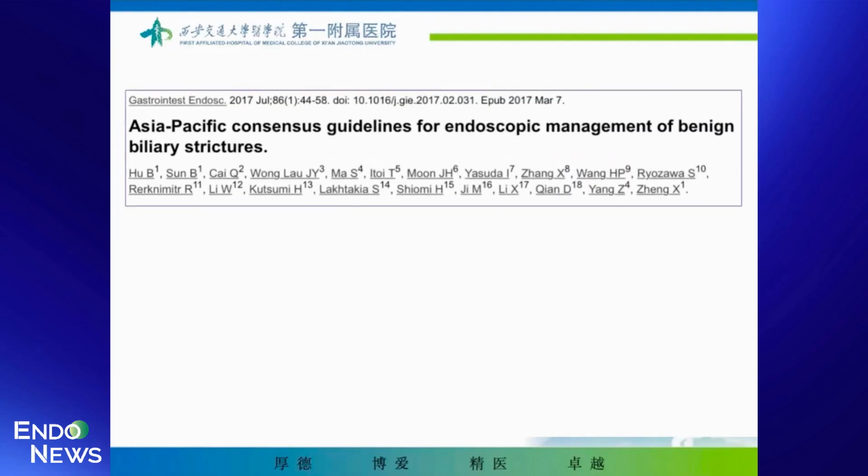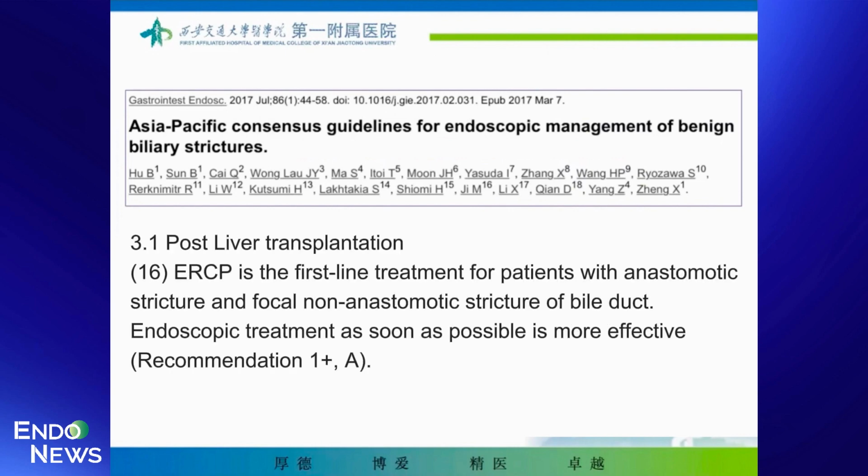According to the Asia Pacific consensus guidelines for endoscopic management of benign biliary strictures, ERCP is the first-line treatment for patients with anastomotic stricture and focal non-anastomotic stricture of the bile duct. Endoscopic treatment as soon as possible is more effective.